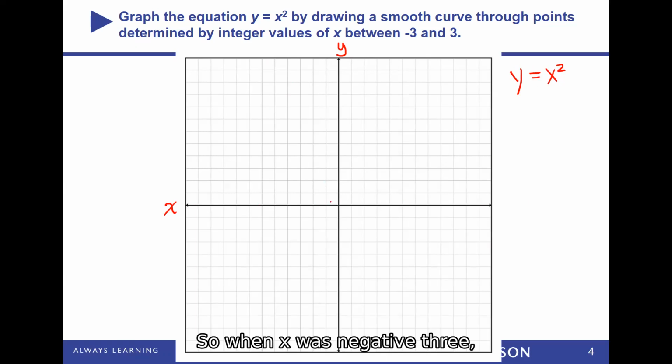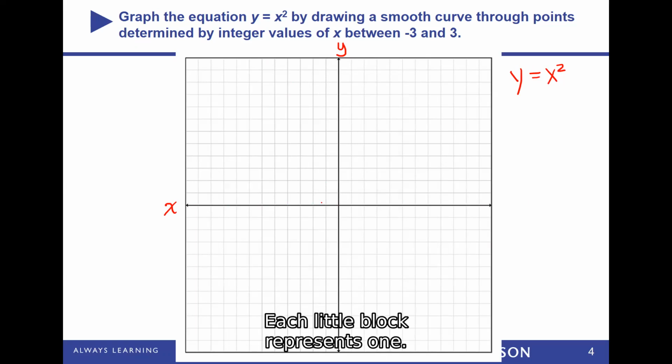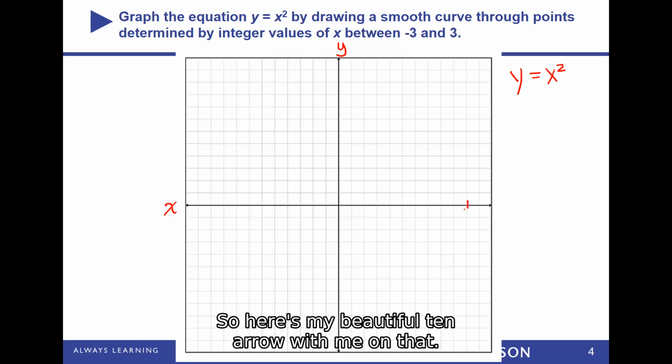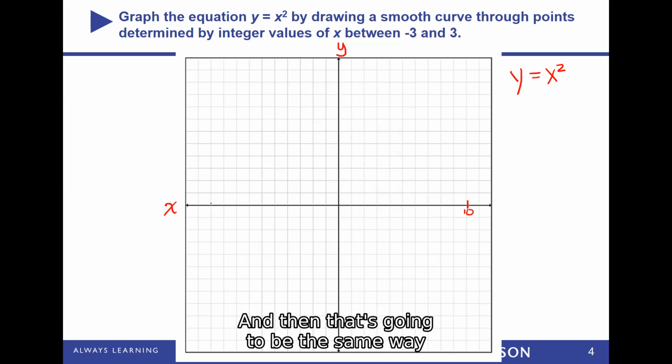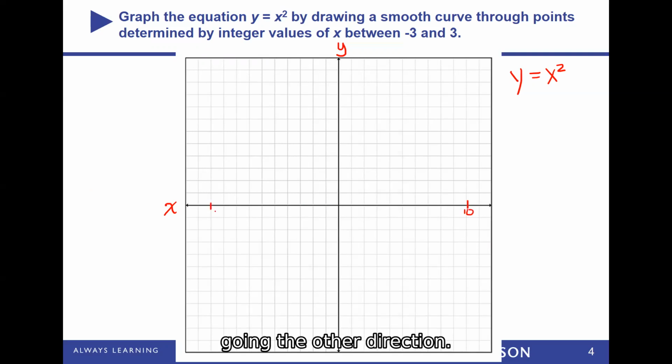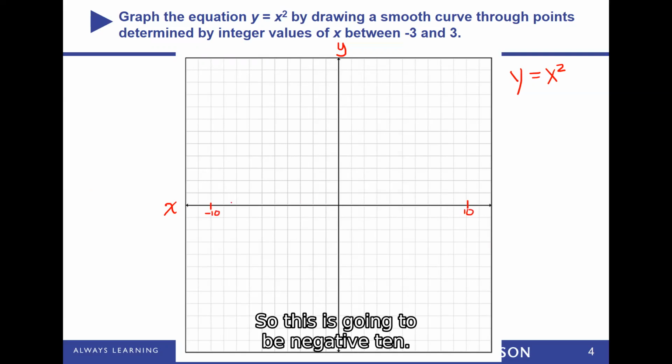So when x was -3, I'm going to leave this so each little block represents 1. So this is going to be 1, 2, 3, 4, 5, 6, 7, 8, 9, 10. So here's my 10. Arrow with me on that. And then it's going to be the same way going the other direction, so this is going to be -10. On your homework, you're going to see that these are already labeled.